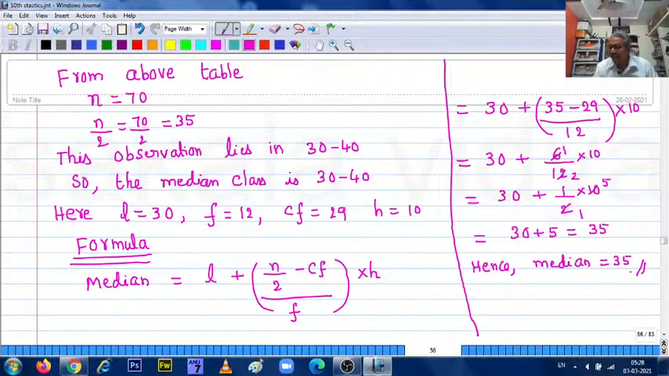So understood the problem? Understood or not? Yes or no? So now are you able to solve your exercise problems from your textbook? Can you do it? I think yes. Right, let us move to the next problem.